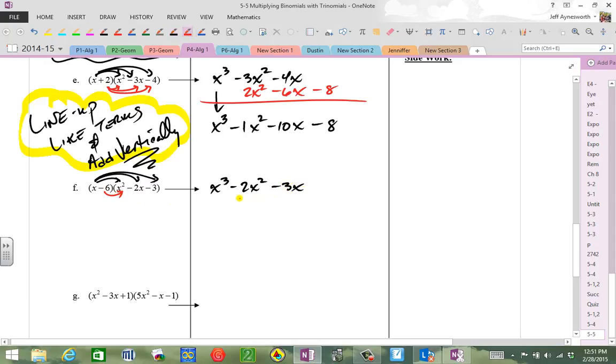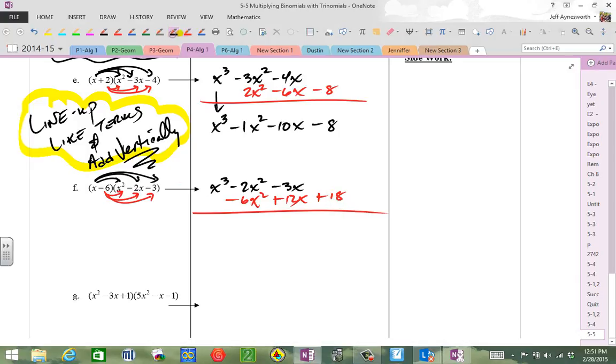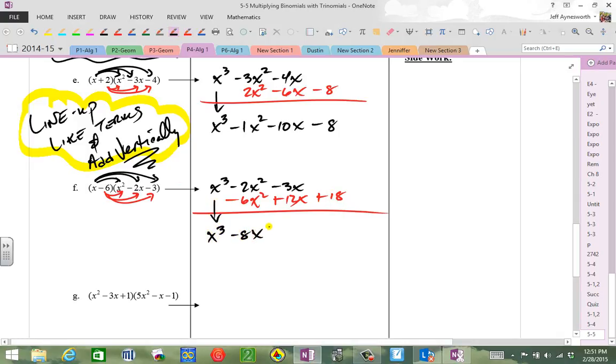Distributing through the minus 6, you get a minus 6x squared. Negative times a negative is positive, so positive 12x. And then another double negative, negative 6 times negative 3 is positive 18. All right, what do we get? We get x cubed, okay, minus 8x squared, because a negative 2 plus a negative 6 is negative 8. 12 minus 3 is 9, and it's positive, and then plus 18. Okay?